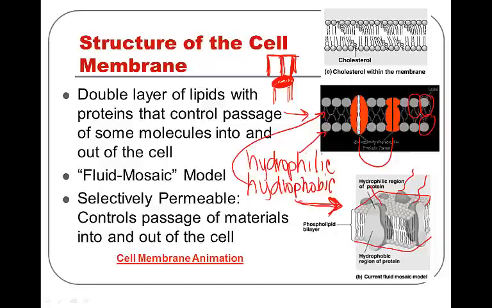Because of all these properties, the hydrophobic, the hydrophilic, the fluid mosaic model, we say that the membrane is selectively permeable, that it does have some ability to select what can permeate or go through. It can control what moves in and out of the membrane. We call that selectively permeable.